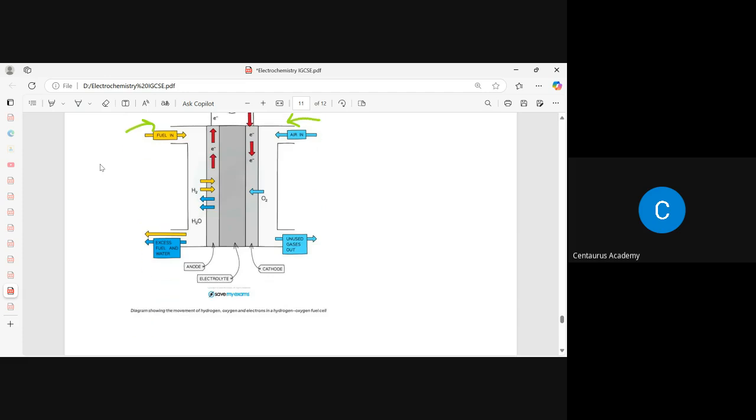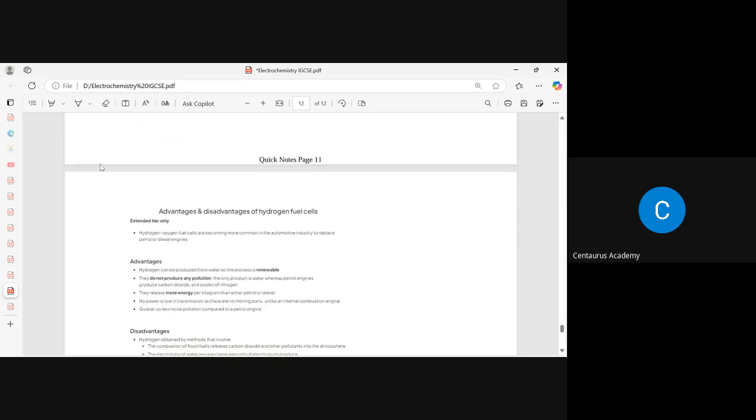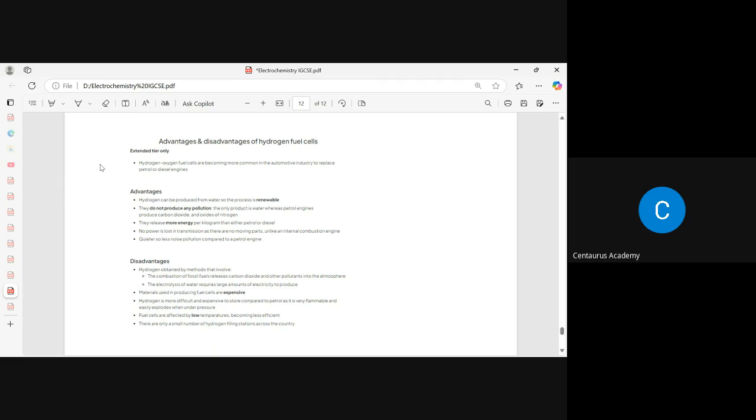Not much is usually asked from this hydrogen oxygen fuel cell. Other than this, you should know the advantages and the disadvantages of the hydrogen oxygen fuel cell. We know that hydrogen is produced from water, so this is obviously a renewable thing, and a greater amount of energy is released as compared to any other hydrocarbon or petrol or diesel. And this does not even create noise pollution, and no other byproducts or pollutants are found, any primary pollutants or secondary pollutants, you can say.